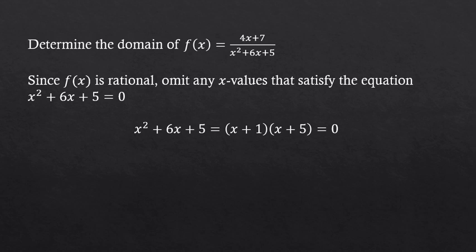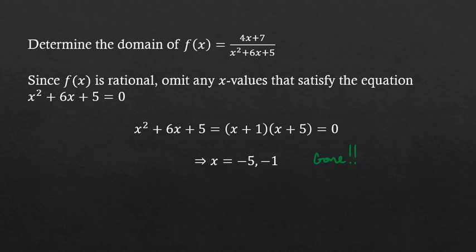Set each of these factors equal to 0 on their own and solve for x, and we get negative 5 and negative 1. So these two x values we have to throw out. These two guys are gone. Step 3. Does our function contain a root of even index? Again, square root, fourth root, sixth root, 10th root. No, there's no roots happening in here, so we don't have to worry about step 3, and now we're done.